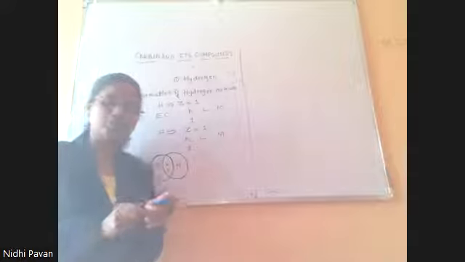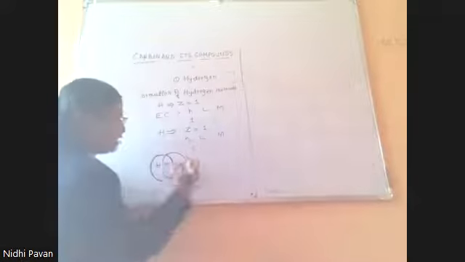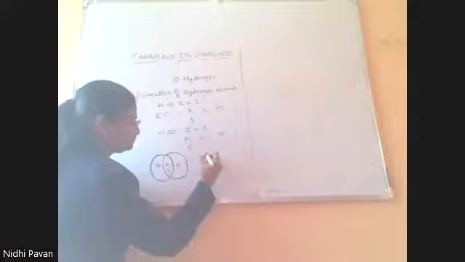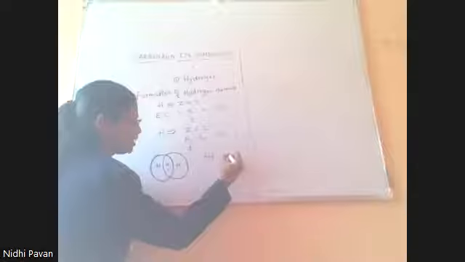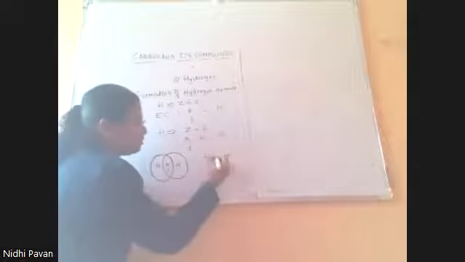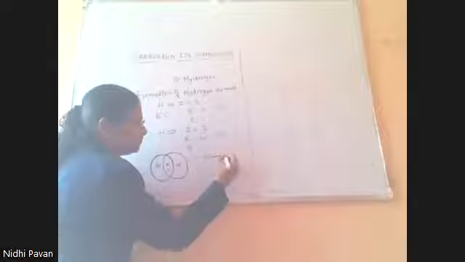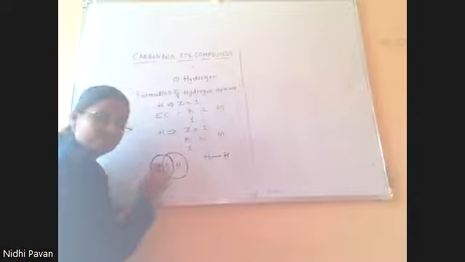See, right? So what happened here? Hydrogen molecule is formed. Hydrogen, HH. As they share 2 electrons, one bond will be formed between them. One pair of electrons they share, na?